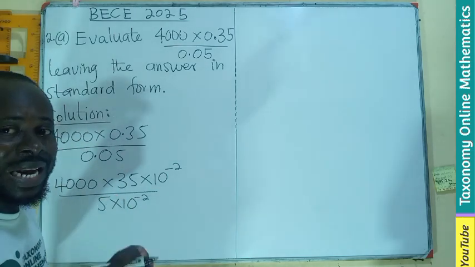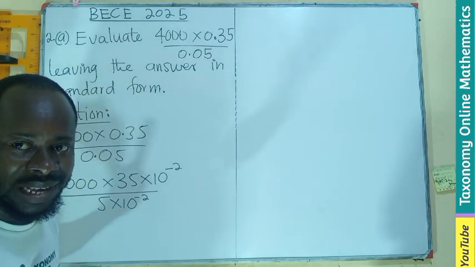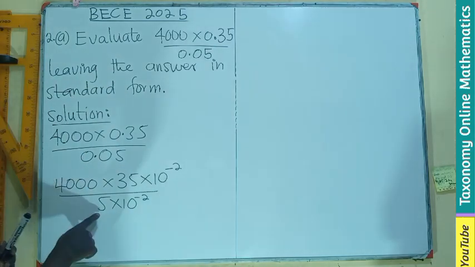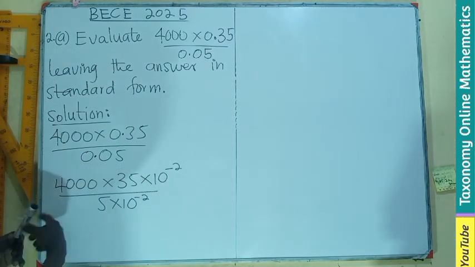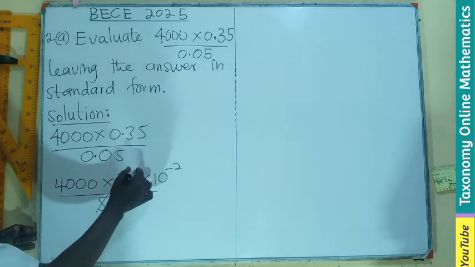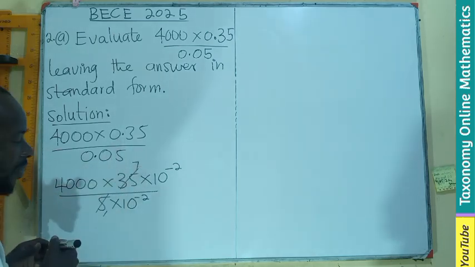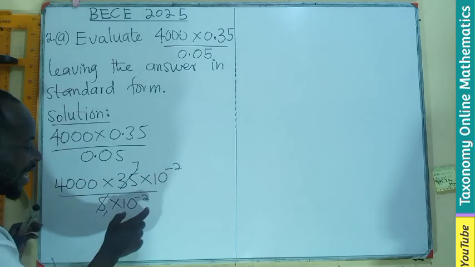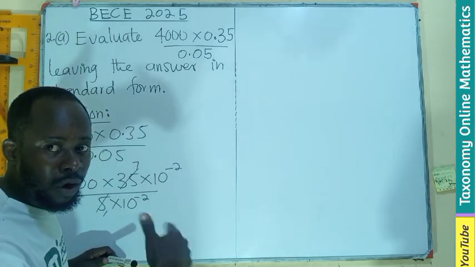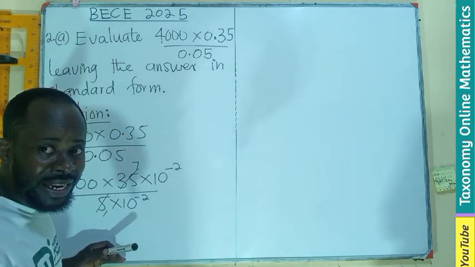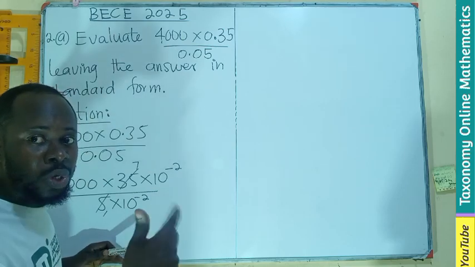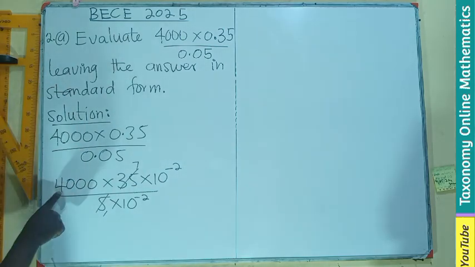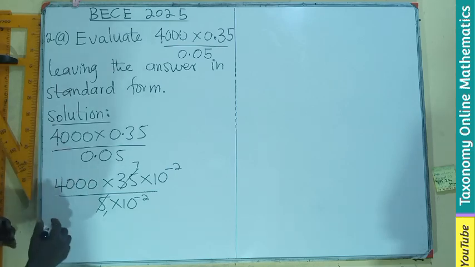So now you can divide, or better still, cancel. You can see 5 is a factor of 35. 5 will go into this 7. That's the only whole numbers we have. Then the indices part will also perform the laws of indices. When you are dividing the same base, you subtract the exponent. So now 4,000 times 7 will give you 28,000.